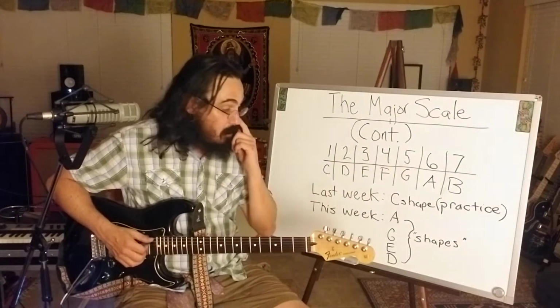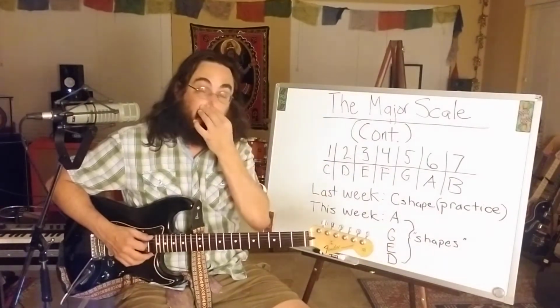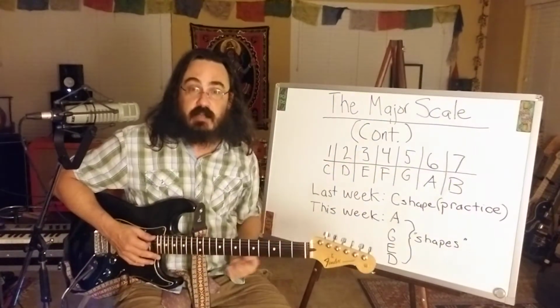The next shape we're going to learn is the A shape. Okay, and we're going to be following the notes of the major scale, the C major scale.